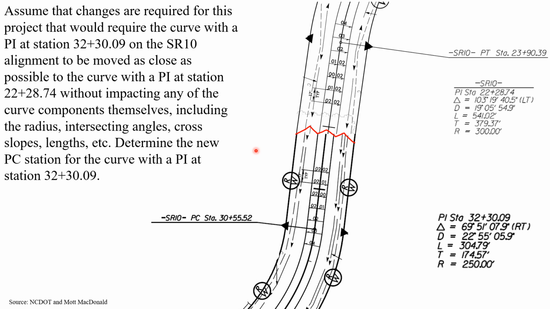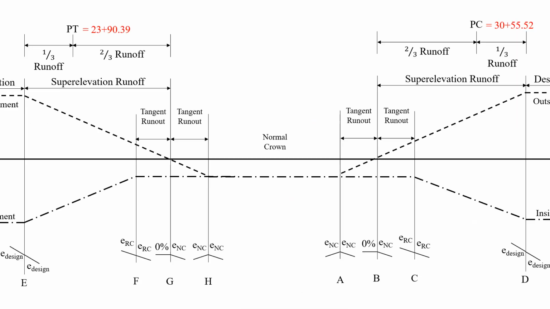And essentially what we can do, the closest common point, is where we reach normal crown. So we're going to have normal crown at these 2 points. That's what we'll try and do, is push those together, and we'll get that PC station as close as possible to the existing curve. So that's the 2 points that we're going to end up pushing together.